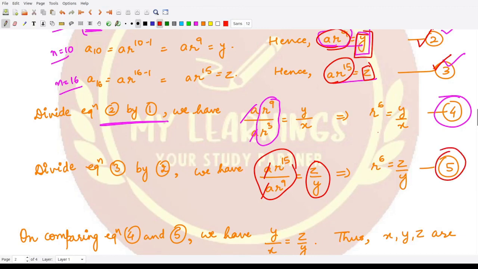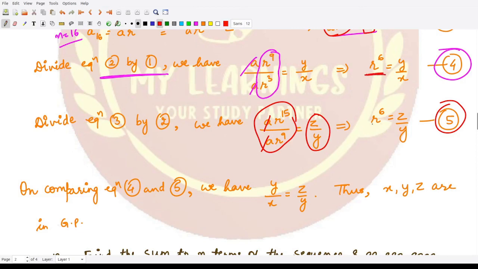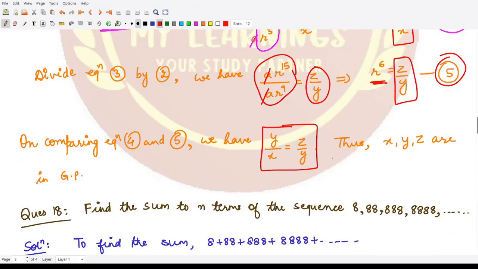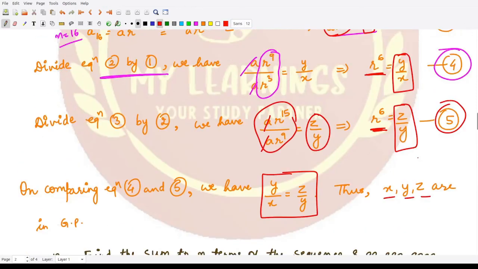Now on comparing equation 4 with 5, you see it is r raised to power 6. It is also r raised to power 6. So we have y upon x is equal to z upon y. From here we see both of these quantities are equal to each other. Hence the terms x, y, z are in GP.